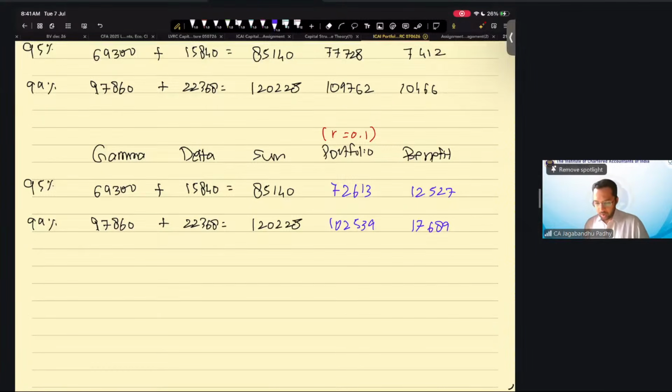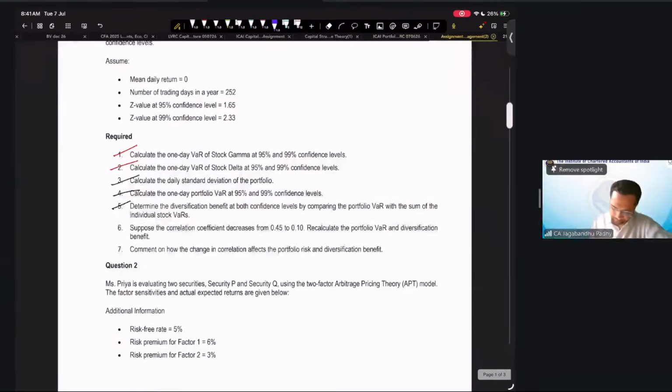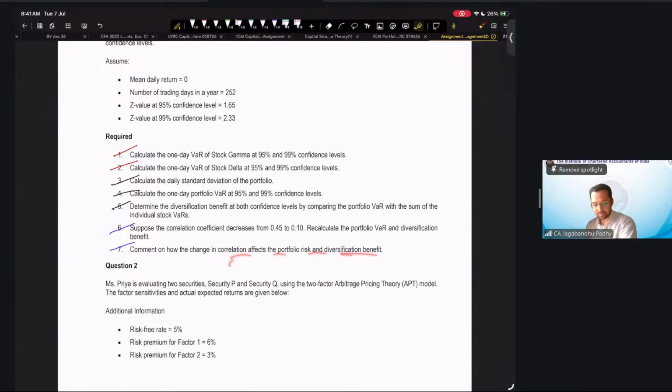Okay, so that's the portfolio diversification benefit. So that completes our first question. Comment on how the correlation affects the portfolio risk and diversification benefit. Of course, as the correlation reduces, the portfolio risk reduces, and also the diversification benefit increases. So we can say as the correlation increases, portfolio risk increases, diversification benefit reduces.